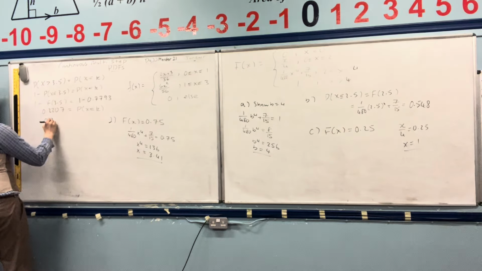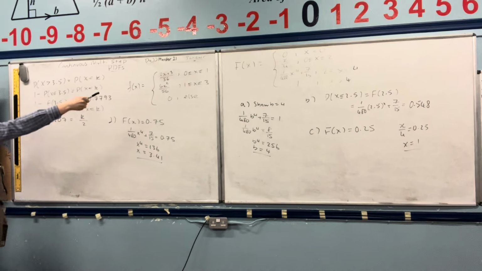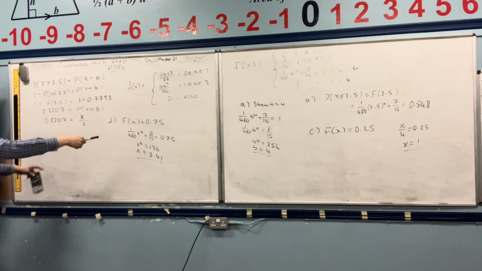So 0.2207 would equal k over 2. If it was in the other range, obviously the maximum this range has is 0.5, so 2 over 4, 0.5. If this was equal to something bigger than that, you'd have to make it equal to the second one. But anyway, we get k equaling 0.4414. Is that what you got? You got it. Oh, nice. Yeah, so k was 0.4414.